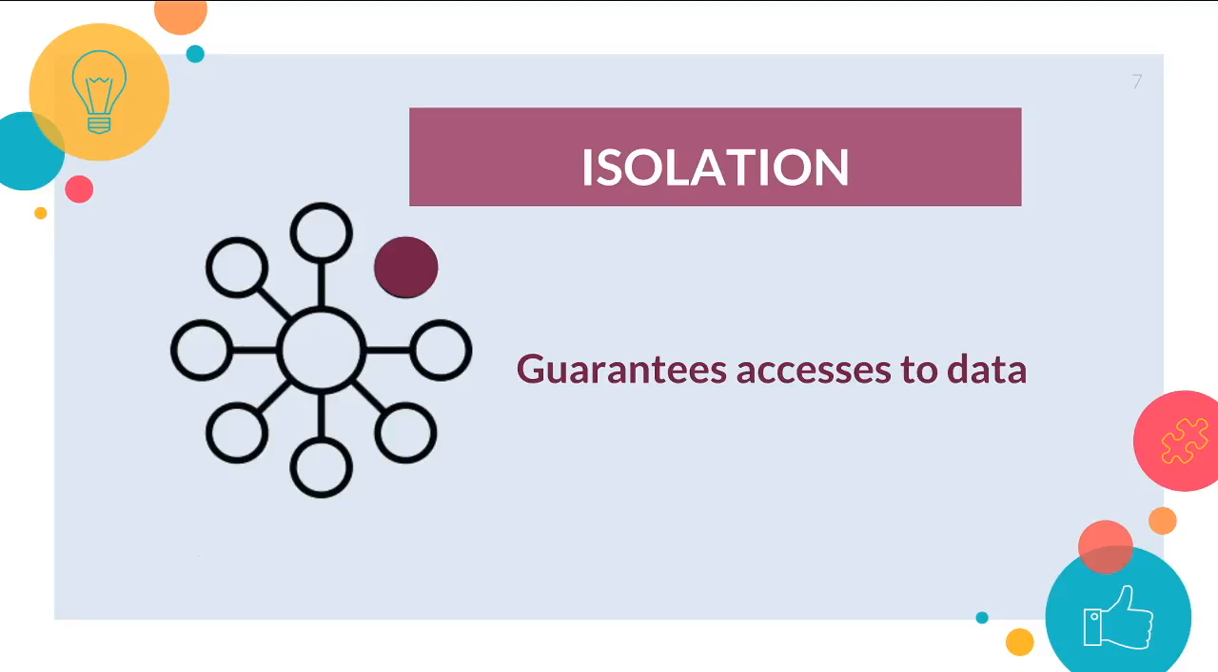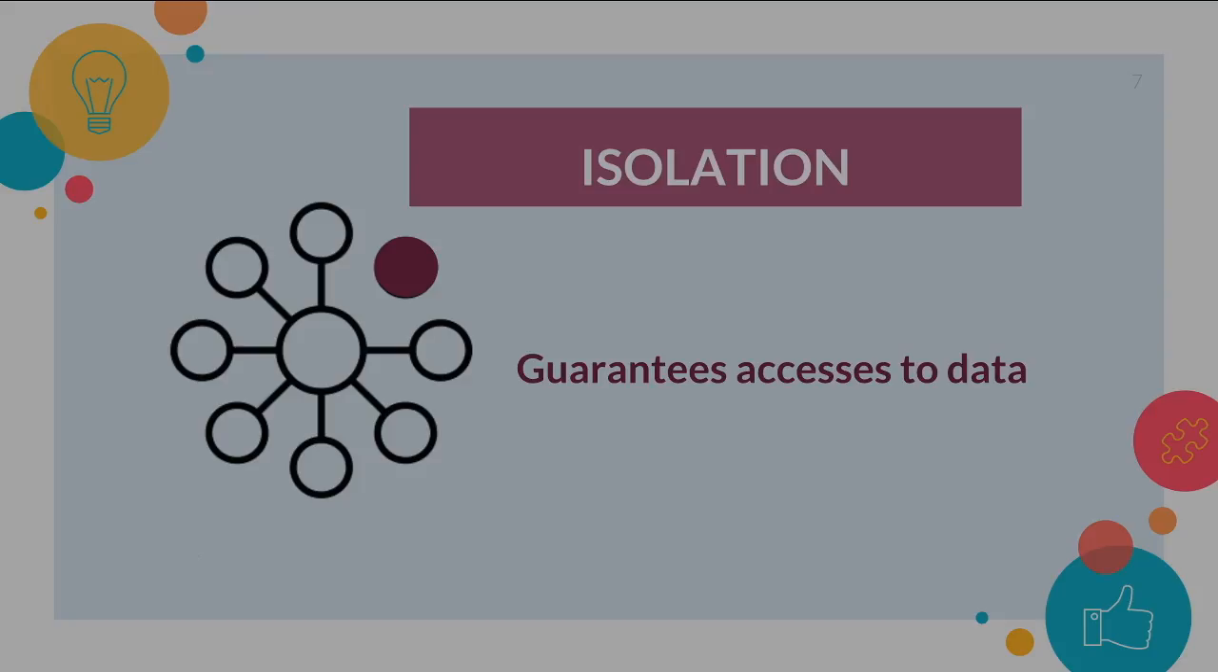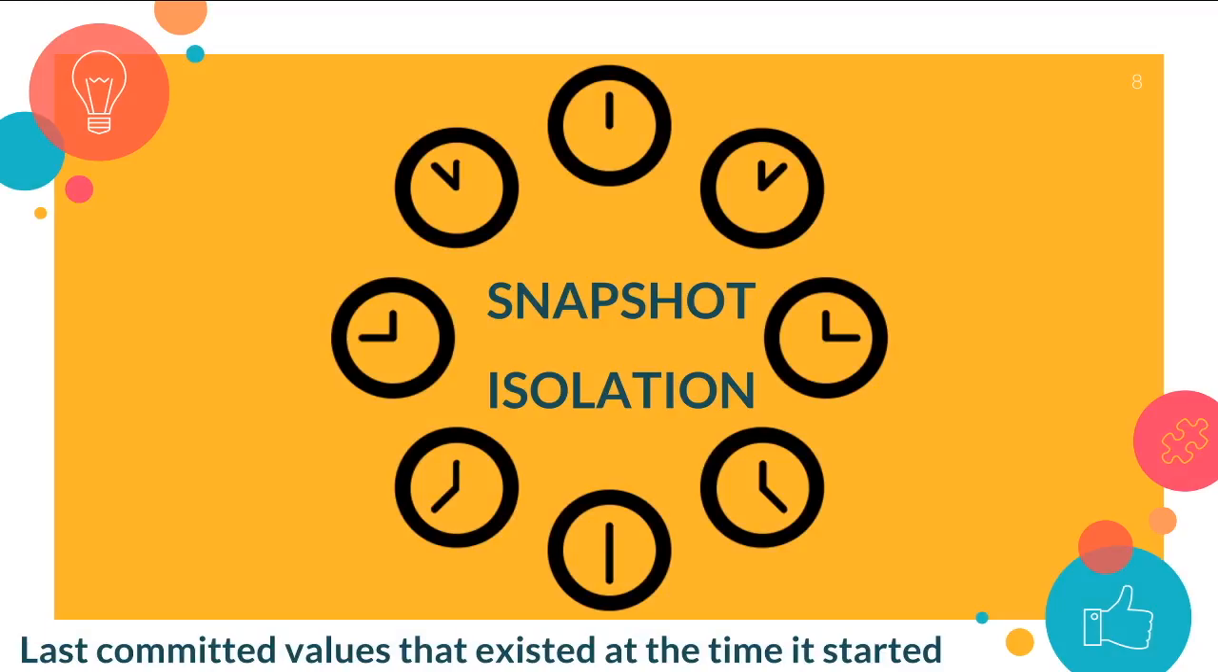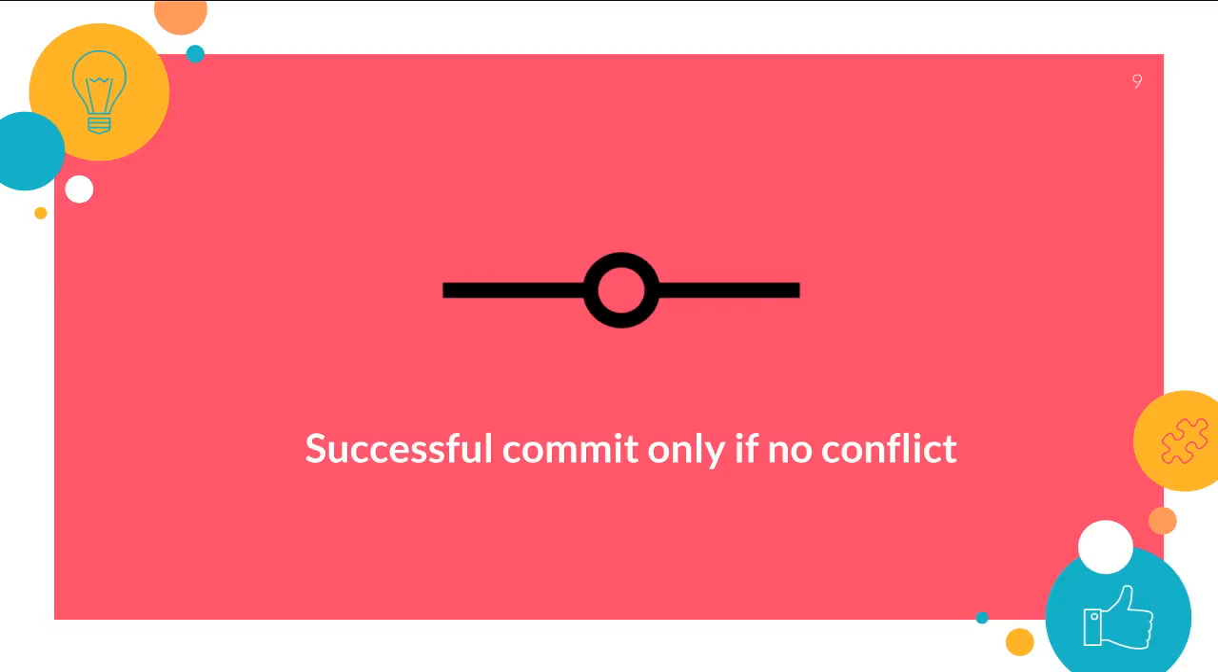The most common isolation level in MVCC is the snapshot isolation. Snapshot isolation reads the last committed values that existed at the time it started. The transaction itself will successfully commit only if no updates it has made conflict with any concurrent updates made since the snapshot. Let's now explore how it differs from locking.